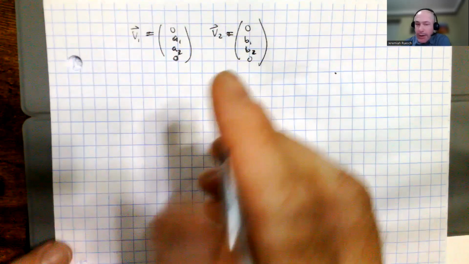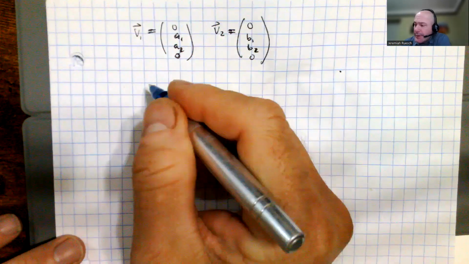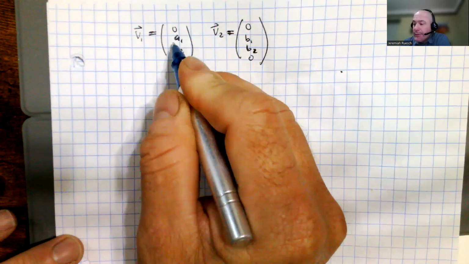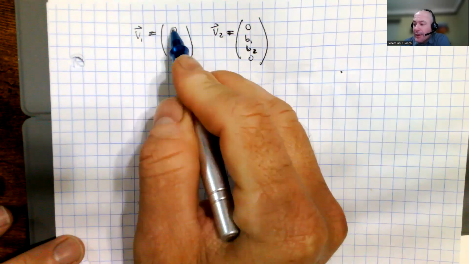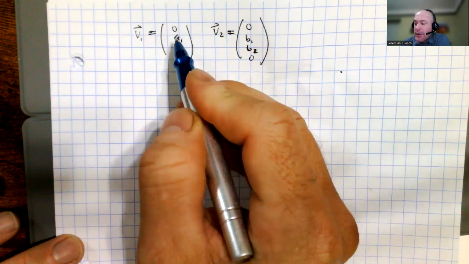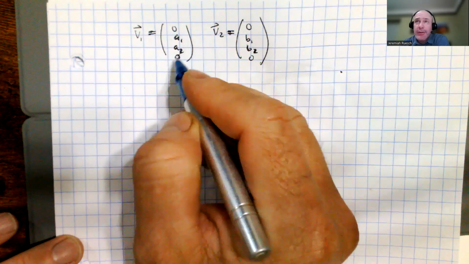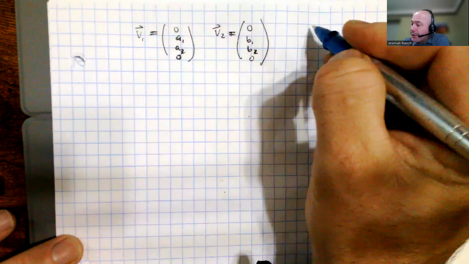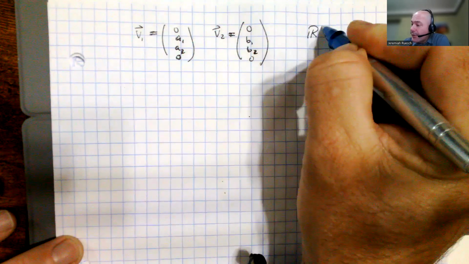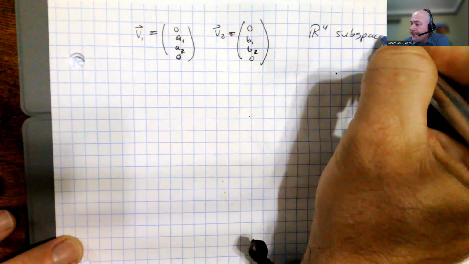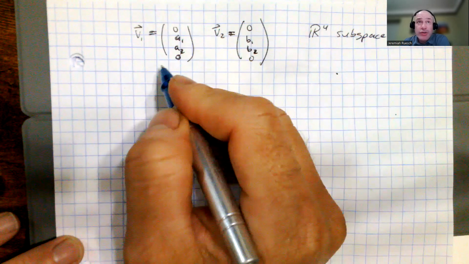All right. So we're trying to show that the set of all vectors of the form where their first and last entries, or components, are equal to 0. And we want to show that this is a subspace of R4. According to the definition, we need to show two things.